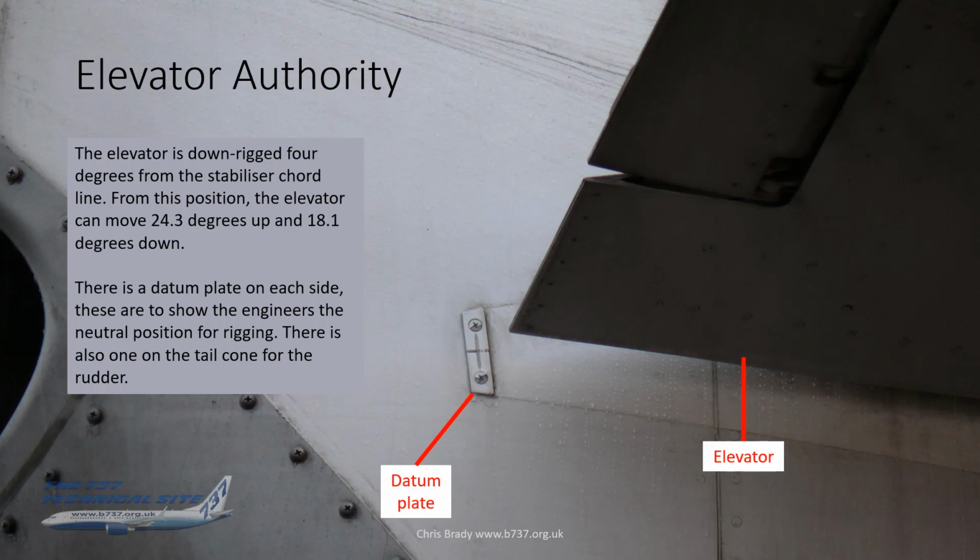Now you can see in this zoom photo I took of the back of the aircraft that there's a datum plate on each side. These are there to show the engineers the neutral position for rigging. There's also one on the tail cone for the rudder as well. The ailerons don't have them, but the elevators and the rudder do. Trust me, I've seen engineers do this, and rigging the elevator and the elevator tabs is a real difficult fine-tuning job, and this plate is put there to help them do that.